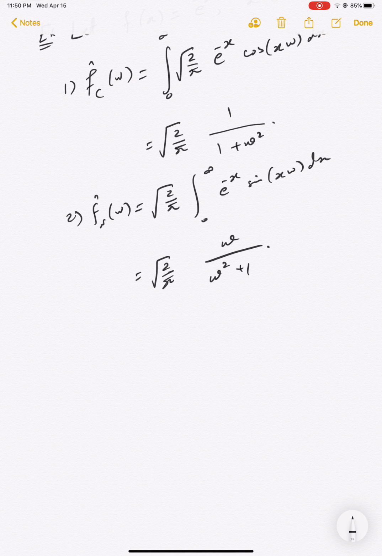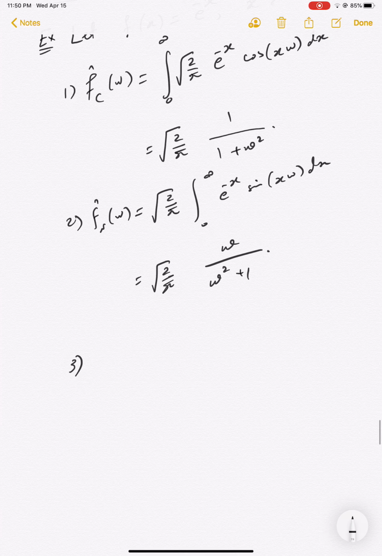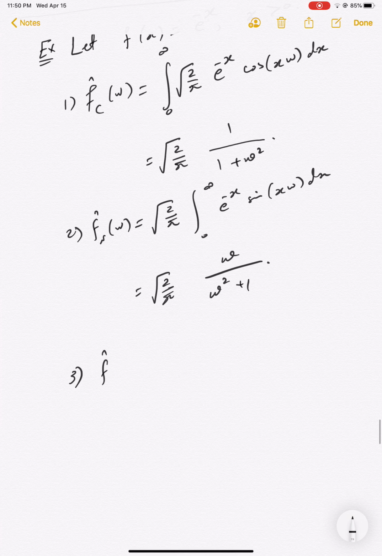Again, we need to do it by parts, and we will see later how to do it easily. Okay, so these are the Fourier sine and cosine transform. What about the meaning of the inversion formula? What is the application of the inversion formula? Now if you look at this example, f hat sub c, the Fourier cosine transform, is in L1, so I can apply the inversion formula.